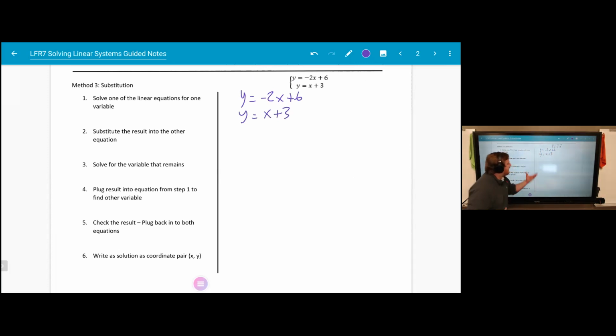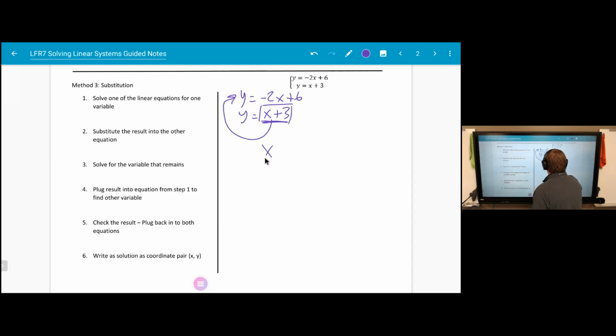So I'm going to take the second equation. If y equals x plus 3, anywhere I see y in the first equation, instead, I'm going to substitute in x plus 3. What does that look like then? It looks like x plus 3 equals negative 2x plus 6. Oh, that's kind of nice. I know it's on different sides, but hey, I can solve this.